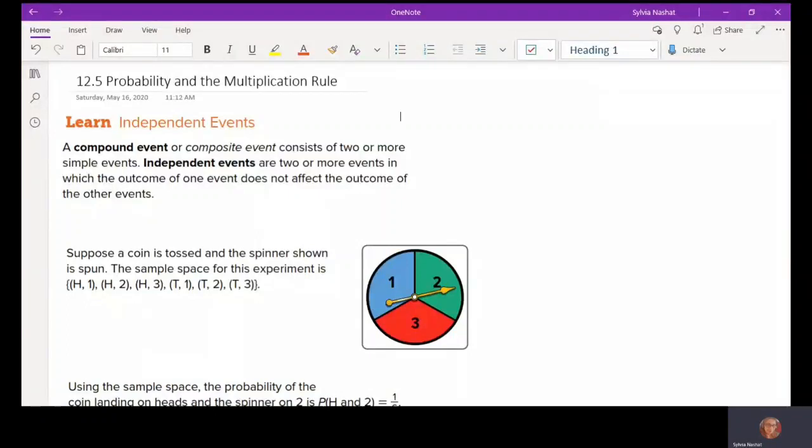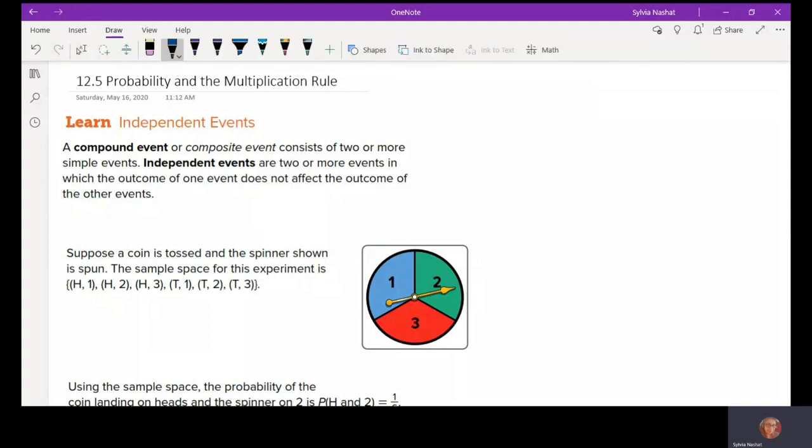Today we're going to talk about the probability and the multiplication rule. Let's take an example to show what's the meaning of independent events. First of all, a compound event or composite event consists of two or more simple events. So if we have two or more simple events together, this would be called a compound event.